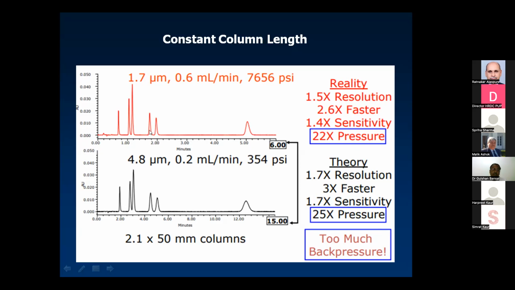See the resolution here, the two peaks, they are here, the peak width is large and here the peak width is small. Here, see, it is not a baseline resolution, right? And here it is a baseline resolution. Here the peak is broad, here the peak is relatively sharp.